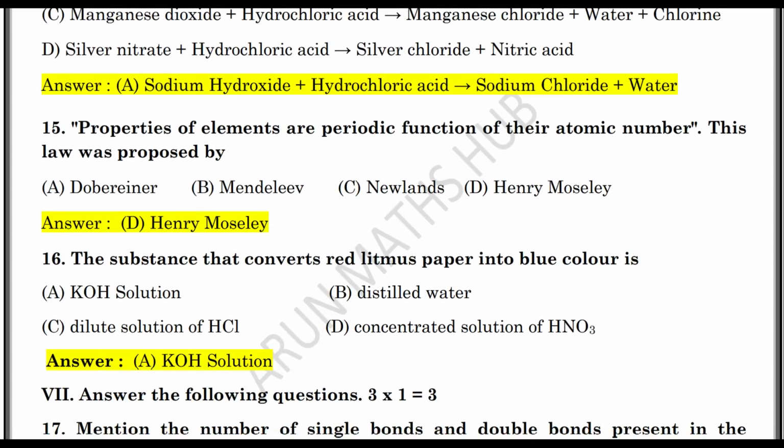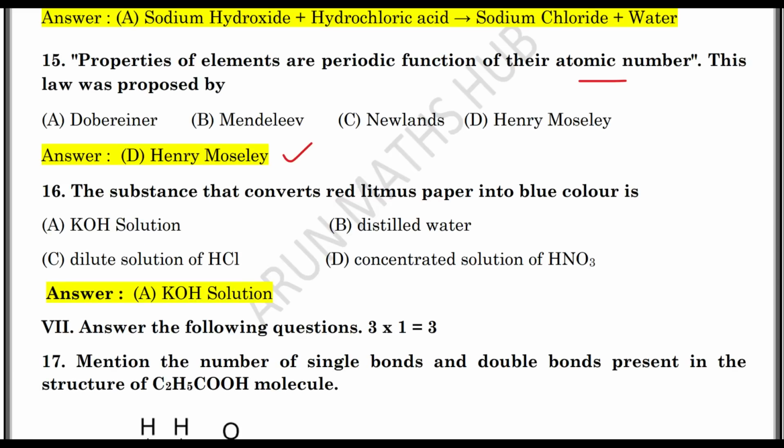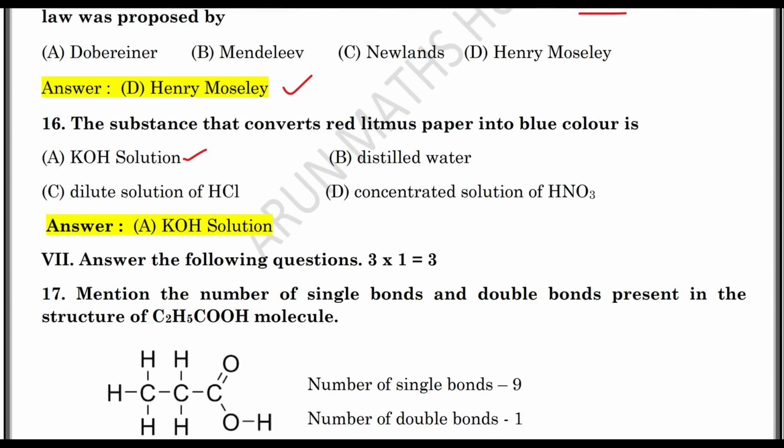Next, properties of elements are periodic functions of their atomic number. This is the modern periodic law proposed by whom? Henry Moseley. Therefore, the correct answer is option D. The substance that converts red litmus paper into blue color is a base. Among these options, the base is what? KOH solution, because it contains hydroxyl ion, that is OH minus.